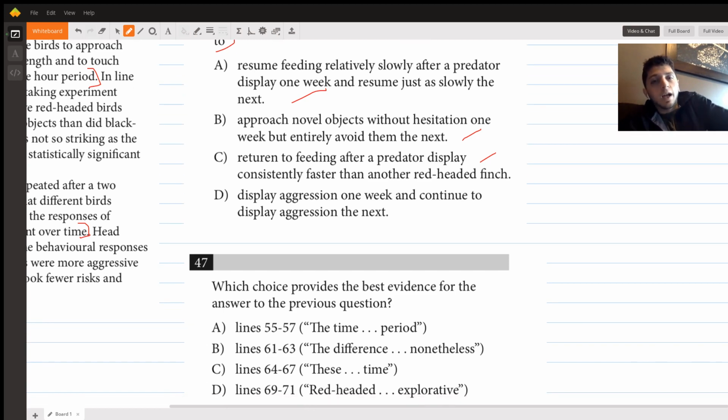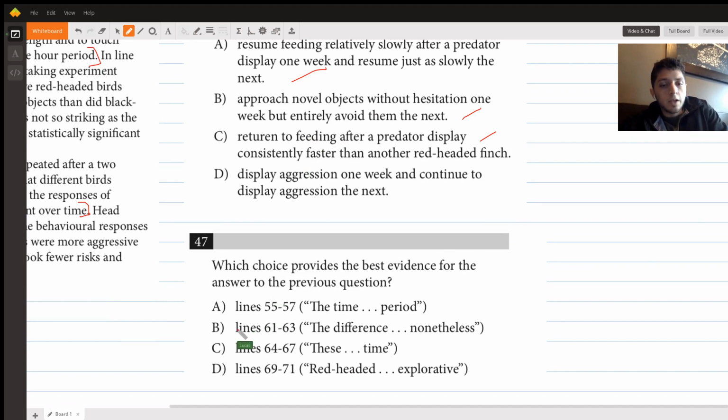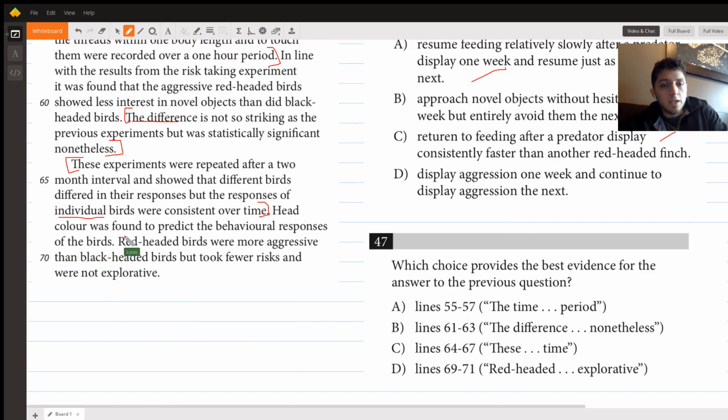So I'm starting to connect the dots and get an idea of where this question might be going. But let's look at 69 to 71. This says red-headed birds were more aggressive than black-headed birds, but took fewer risks and explored less. So this tells us something very clearly about red-headed birds, right? They were more aggressive, so it would be atypical for an individual to be less aggressive. That's the direction the text is going to go in.